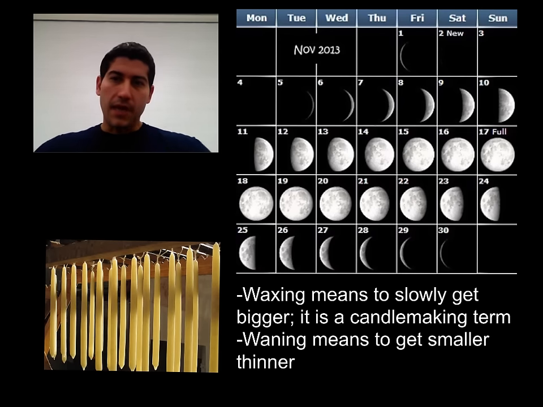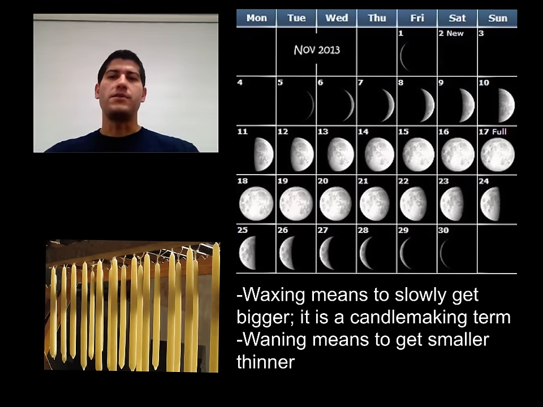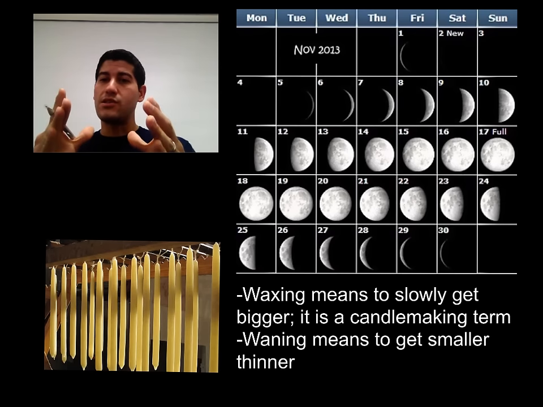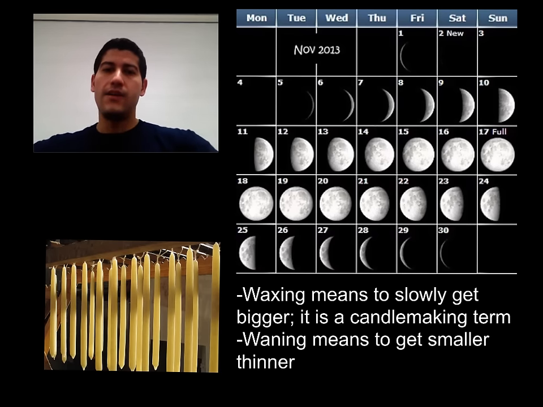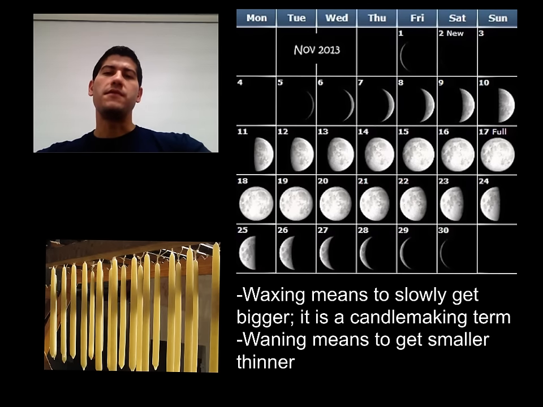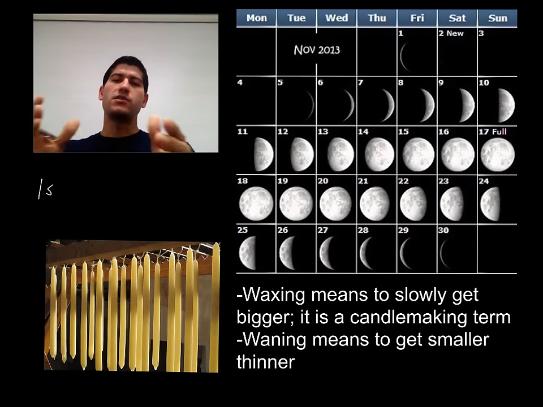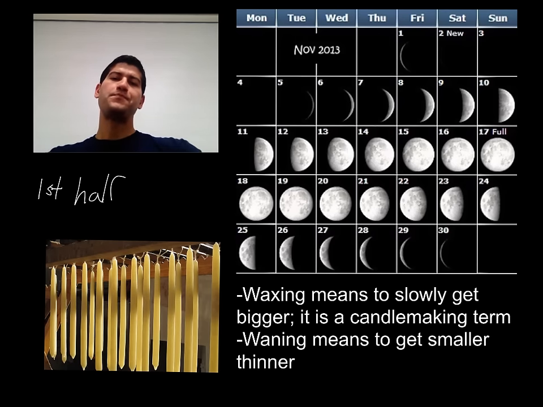Then the strings were dipped again, and a new layer of wax was added. If you repeat this enough times and add enough layers of wax, the wax around the strings slowly gets bigger and bigger, until voila, you have a candle. That's why the moon is said to be waxing during the first half of the lunar cycle. It slowly grows bigger and bigger until it's full.